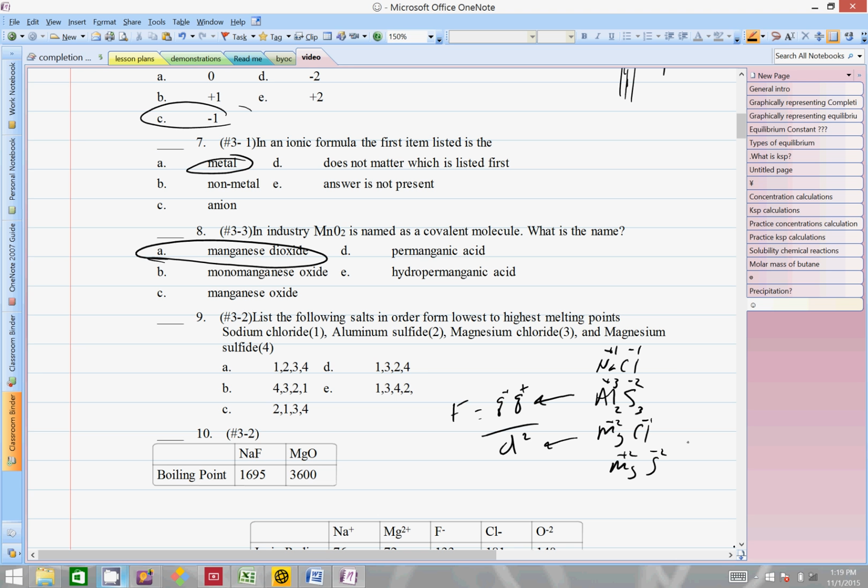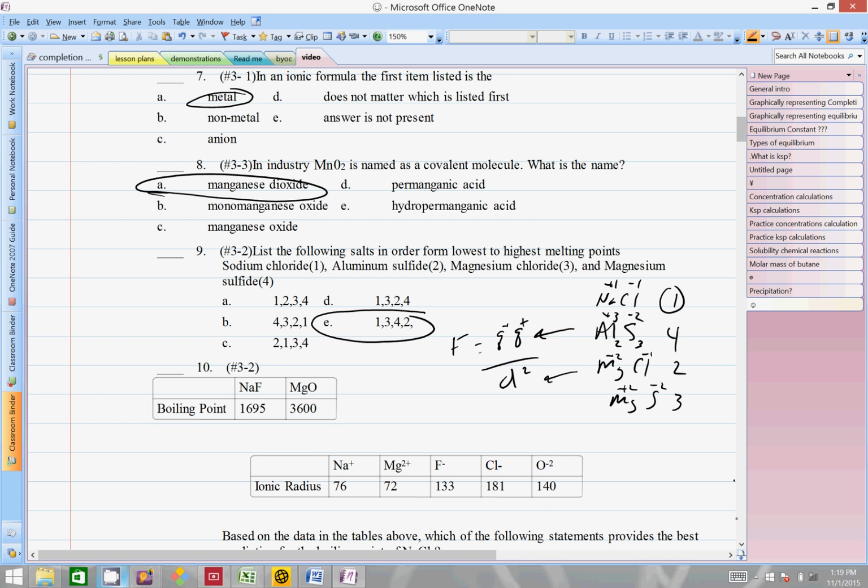So the lowest charge quantities would be this guy. Highest would be the aluminum sulfide. We go 1, 2, 3, 4. That leaves this as my answer from lowest to highest. The numbers are correlating to the identity of the chemical, just FYI.